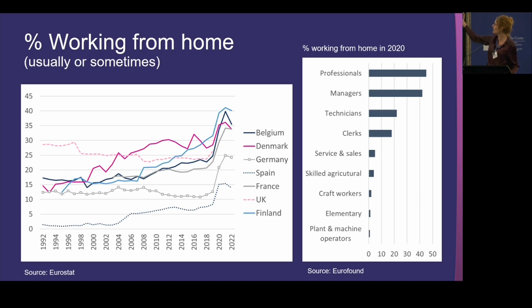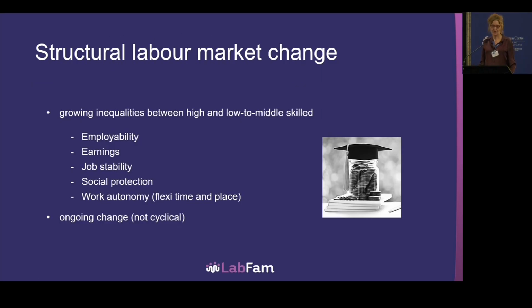In the UK, and that's not a mistake, the proportion was already pretty high even in the 90s. But working from home is available, we can see, to professionals, managers, to some extent also technicians and clerks, but very rarely to the middle and low educated workers. Okay, so that's the structural labor market change. It basically implies growing inequalities between high and low to middle educated workers in terms of employability, earnings, stability of jobs, and also flexibility. And what is important, this is an ongoing change.